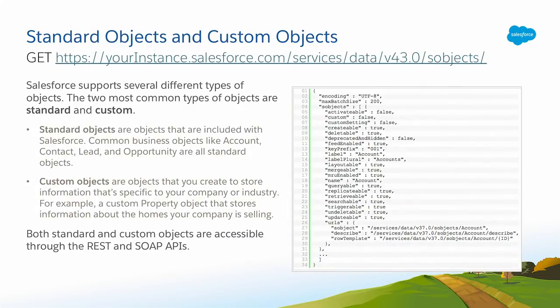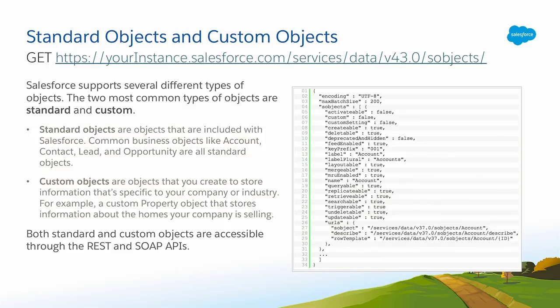Now, I'm sure that everybody here is familiar with this, but just in case, it's worth also mentioning that there are two very different types of objects that APIs can interact with. First of all, our standard objects, and then we have custom objects. Standard objects are those that Salesforce provides by default within your organization. So for example, business objects like account, contact, lead, opportunity. These are all standard objects that Salesforce provides.